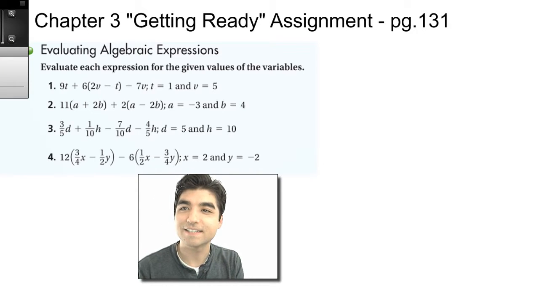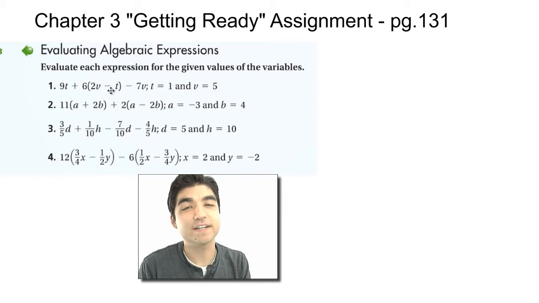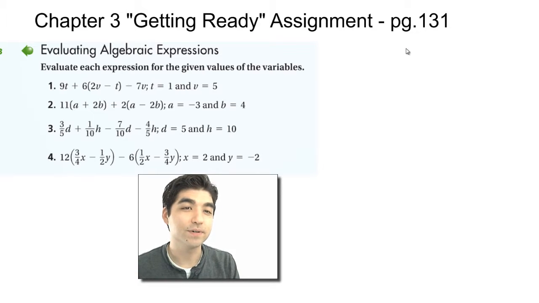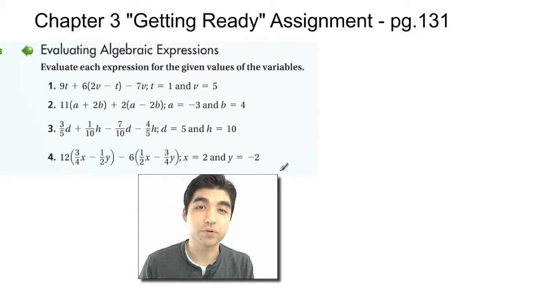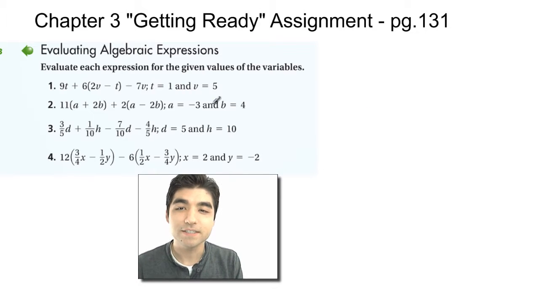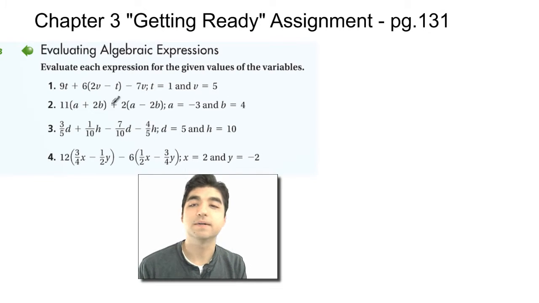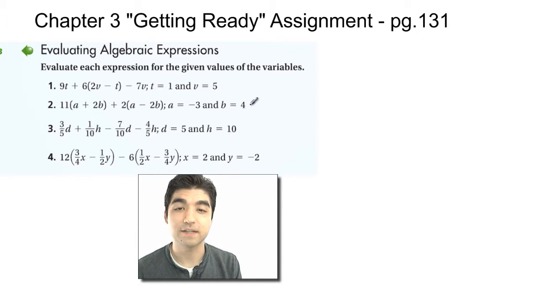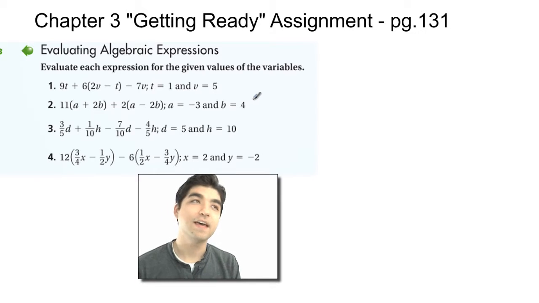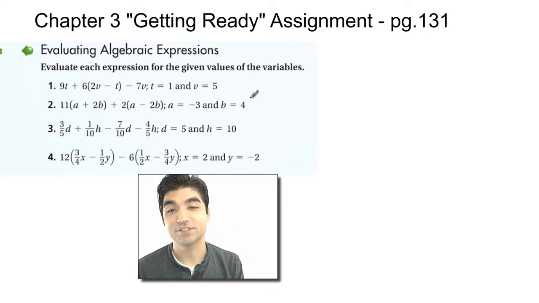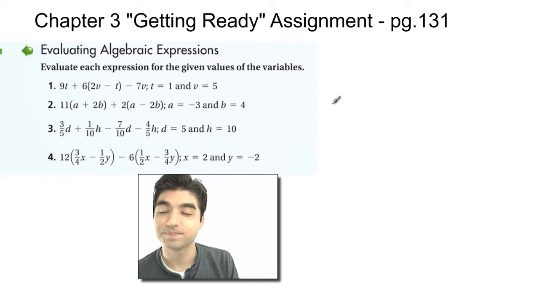Hey, so this is the Chapter 3 Getting Ready assignment. It's on page 131. This is an assignment to do before we get into Chapter 3, just to make sure that you know all the information that you need to be successful in Chapter 3. If you don't get it, make sure to get some help. Come and talk to me, ask your buddy, ask your friend, ask your mom, ask your dog, cat, whatever.